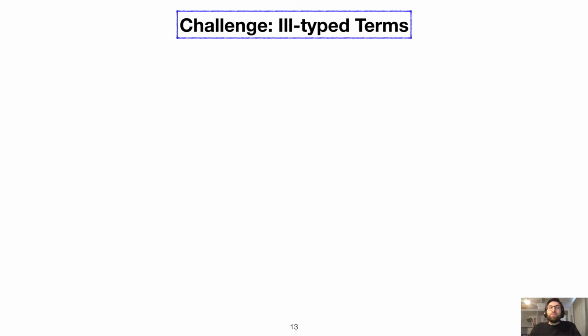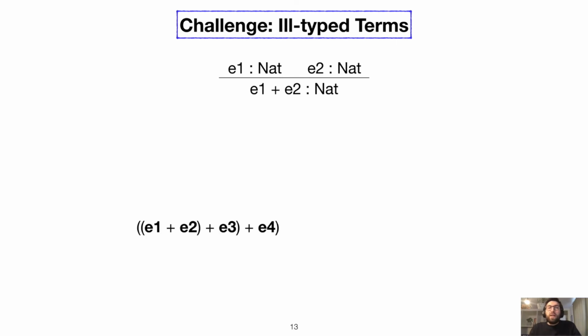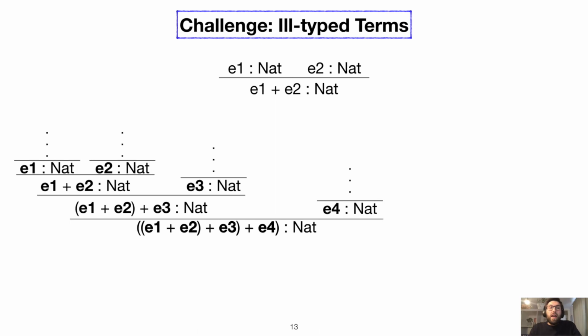Now that we have addressed this first scenario where incremental performance is suboptimal, let's have a look at the typing rule for addition to illustrate the second scenario. The addition is not well typed if one of the sub-expressions is not of type NUT. Here we have a nested addition expression, and let's see how the typing derivation looks. It's important that E1, E2, E3, and E4 are of type NUT.